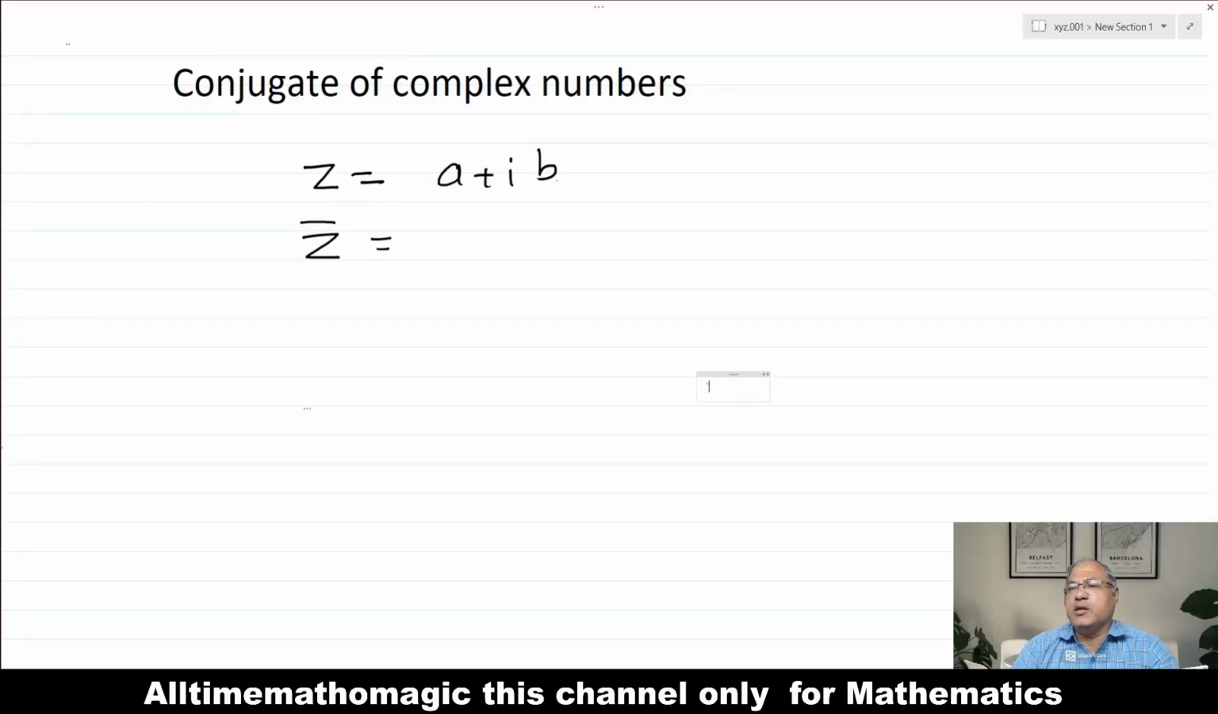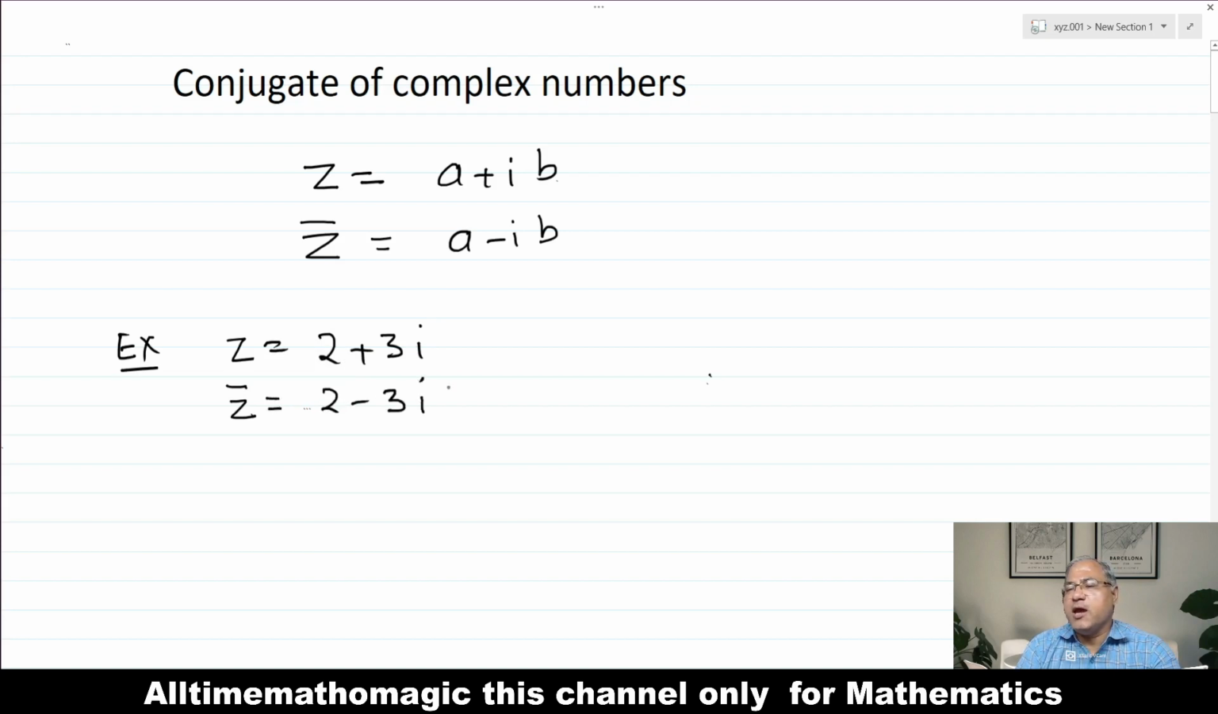Suppose we have a complex number Z equals a plus ib. Then the conjugate of the complex number is denoted by Z bar, and Z bar equals a minus ib. So we need to change the sign of the imaginary part. For example, if Z equals 2 plus 3i, then Z bar, the conjugate of the complex number, equals 2 minus 3i. That means we need to change the sign of the i term.